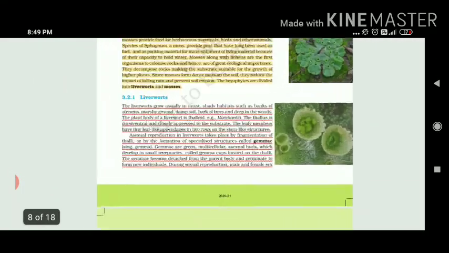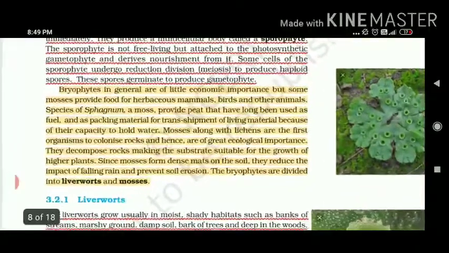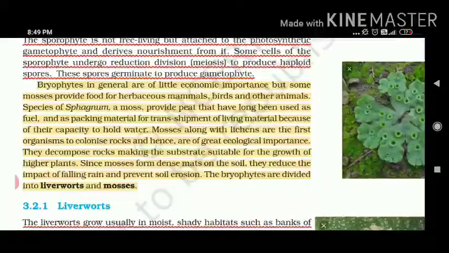Now let's see further how they have done the classification. They have talked about bryophytes. They have very little commercial importance, but some of the mosses can act as food for many mammals, birds or other animals. The last one, sphagnum, which we have talked about, provides peat. Peat means organic material that can be used as a fuel and even for packing material because it has a large water holding capacity. They can even attach with lichens, as we have talked about.